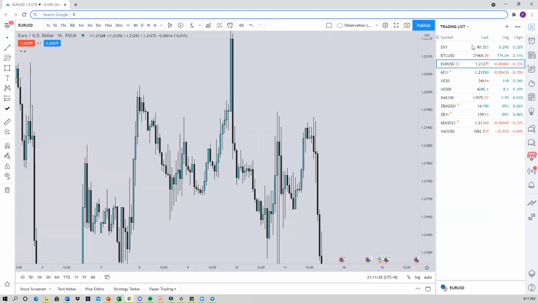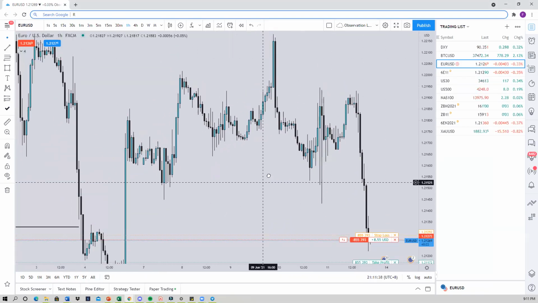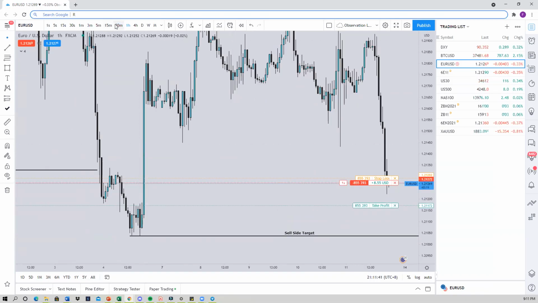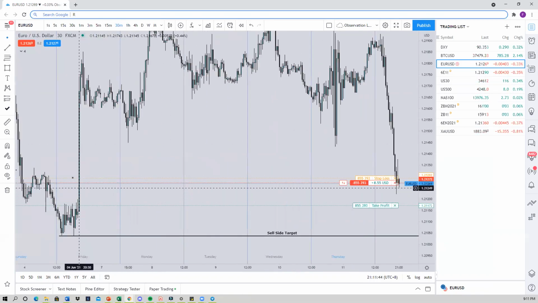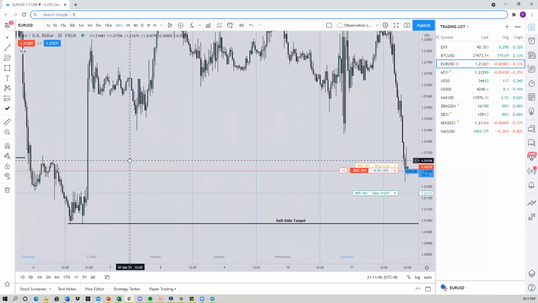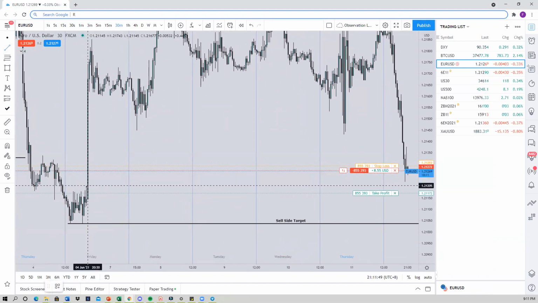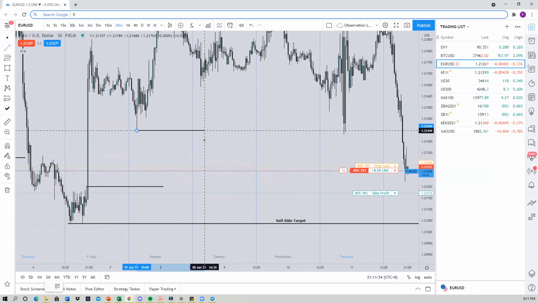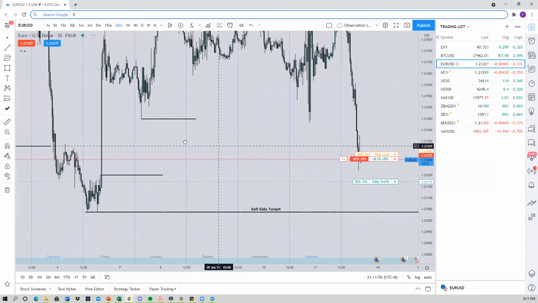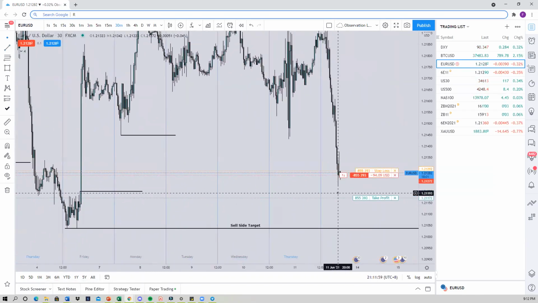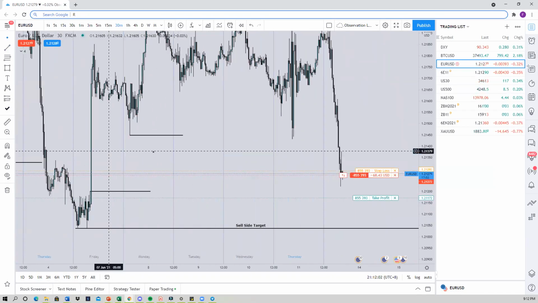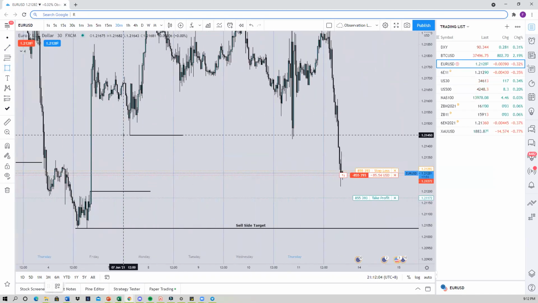Quick question: if price would go up, would you expect it to go to the 30-minute fair value gap or the 1 hour low on the left? Wait, let me check. On the left, okay. So the 30-minute fair value gap would be this one and this one. This is the fair value gap.